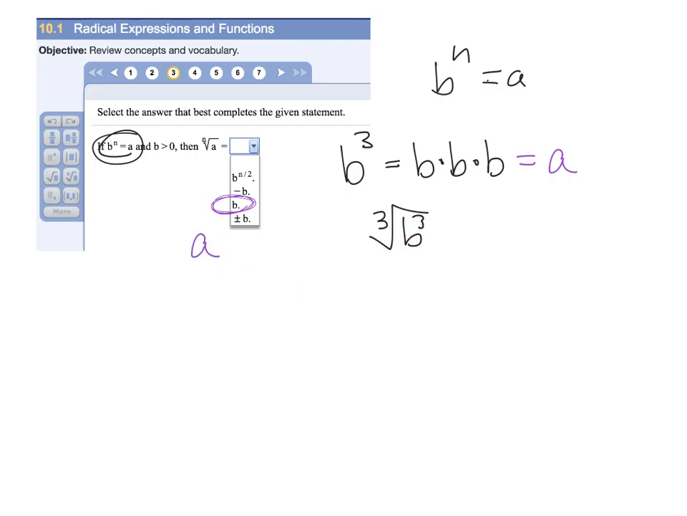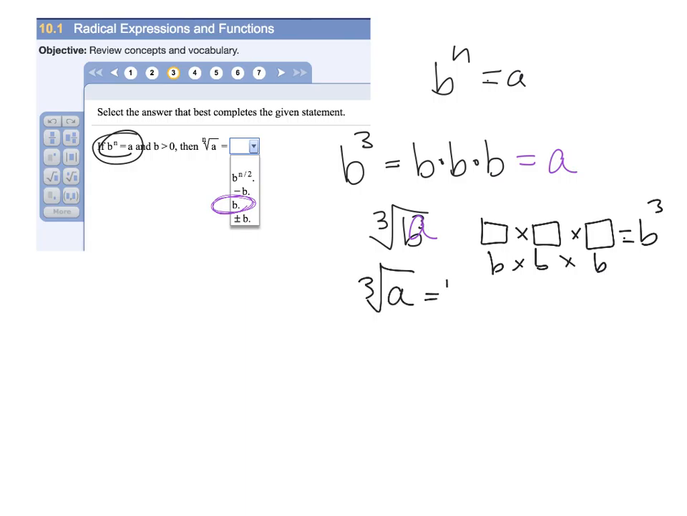The third root of b to the third power means what number times itself, times itself again, is equal to b to the third power. Well, the answer is b: b times b times b. So the third root of a is b, because a is the same thing as b to the third power. It's kind of fancy.